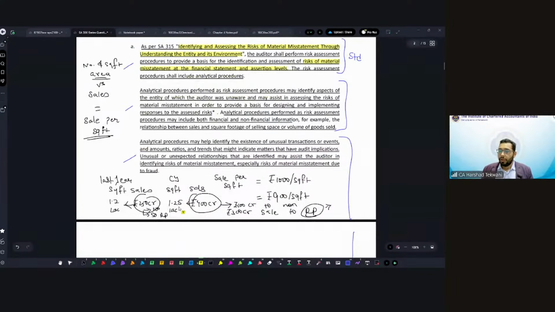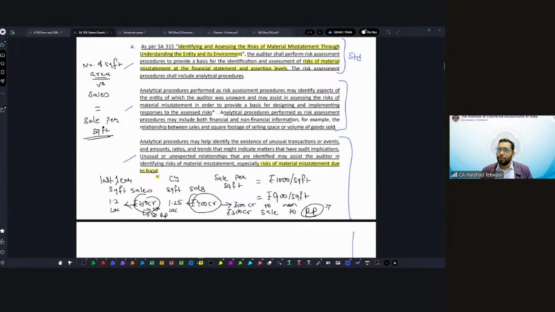Now, some students might write fraud risk, or just fraud. Directly writing fraud or fraud risk is not appropriate. You need to write risk of material misstatement due to fraud. If you know more, you can quote SA 240, provided you have the time or the question is relevant to that. Otherwise, whatever is relevant, you need to write in that way, within the given time frame and length.